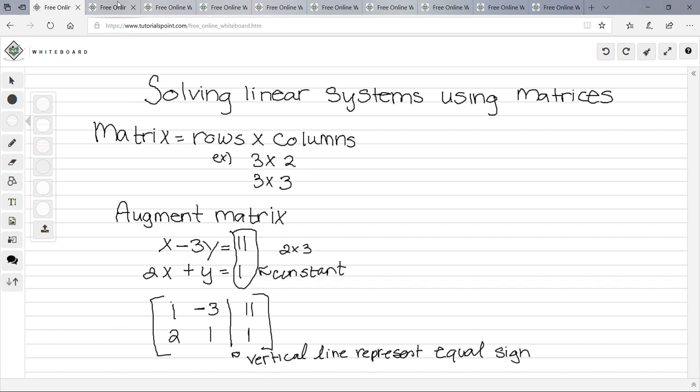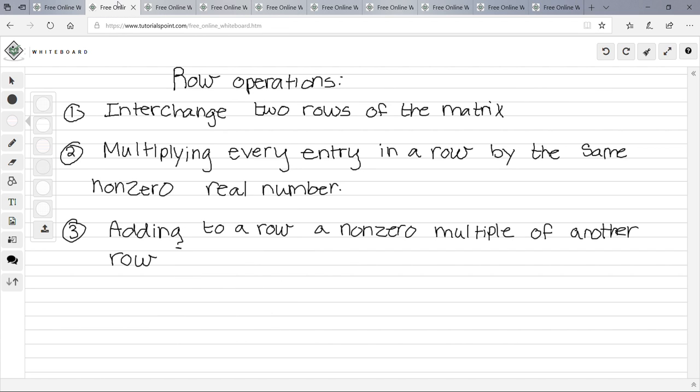Okay, so then we also have what are called row operations. These are the only things you can do for row operations. You can interchange two rows of a matrix, multiply every entry in a row by the same non-zero real number, or multiply it by a scalar. You can also add a row to a non-zero multiple of another row, so you can add or subtract rows. This might sound weird, but when we do the problems, it's going to make all sense.